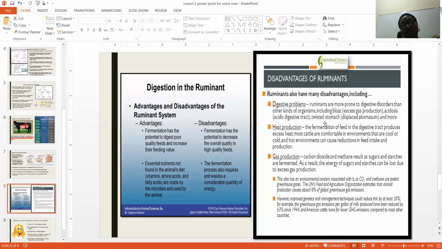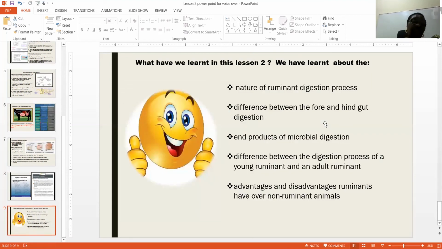What are some of the disadvantages also? We have talked about the fact that fermentation has the potential to decrease the overall quality in high quality feeds, and that the fermentation process also requires and wastes a considerable amount of energy. We have made reference to the energy differential between the digestion that leads to the end product of carbon dioxide and water and the digestion that leads to volatile fatty acids as the end product. And that has an effect in terms of the quality of the energy that the animal eventually gets.